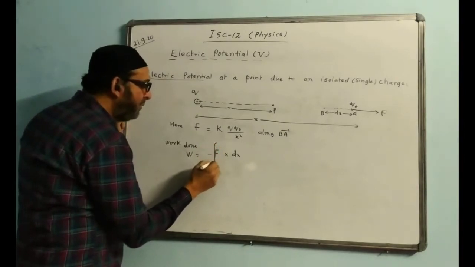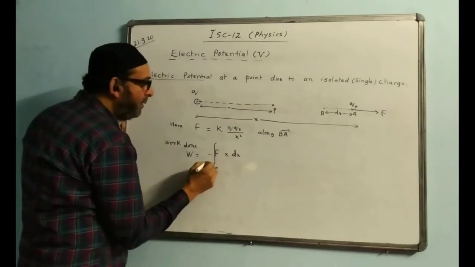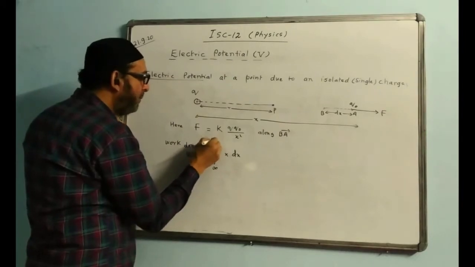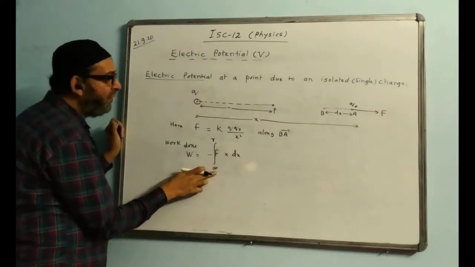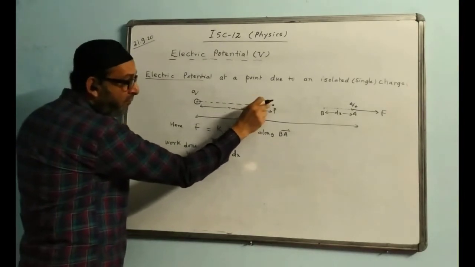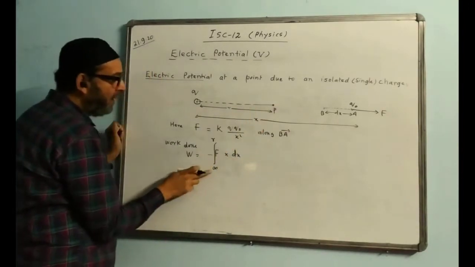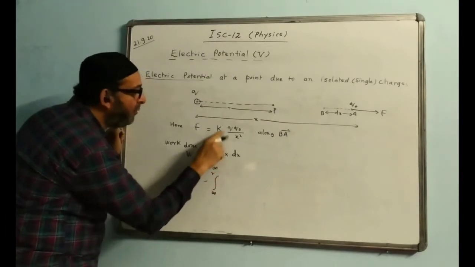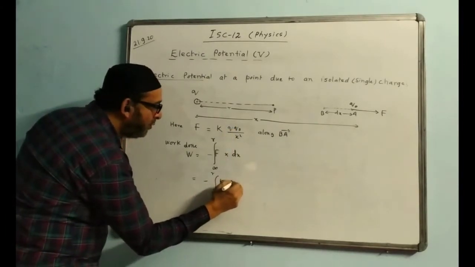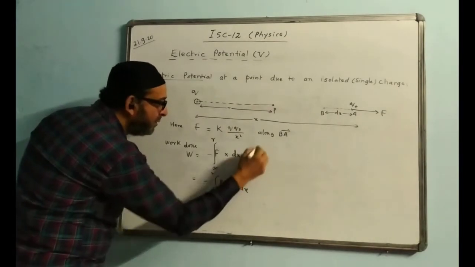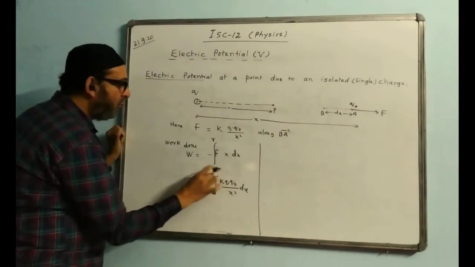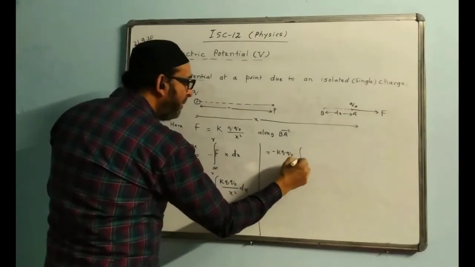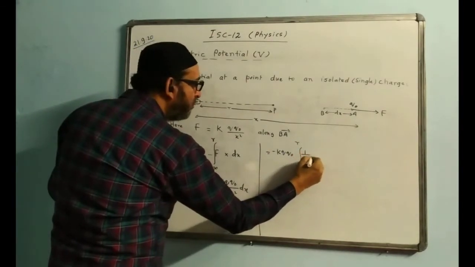With the integration sign, we are moving the charge from infinity to the point P, and the distance of point P is R. So minus, from infinity to R, infinity to the point P. Actually, we have to find the electric potential at the point P. Now put the value of F: K Q naught by x square dx. K Q naught will come out, written as minus K Q naught, and here we write the integral from infinity to R of 1 by x square dx.